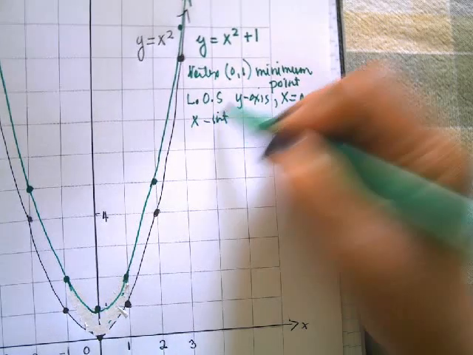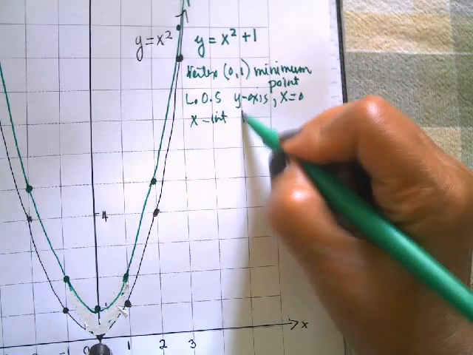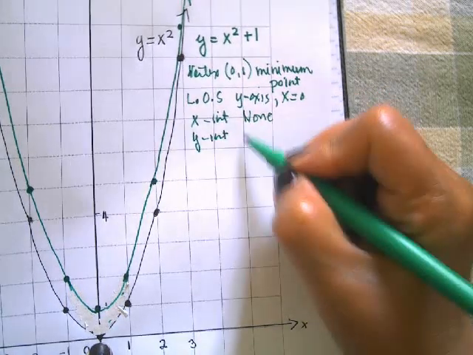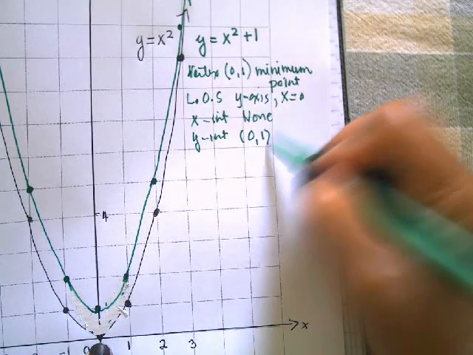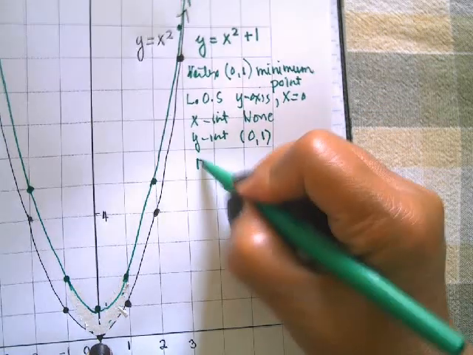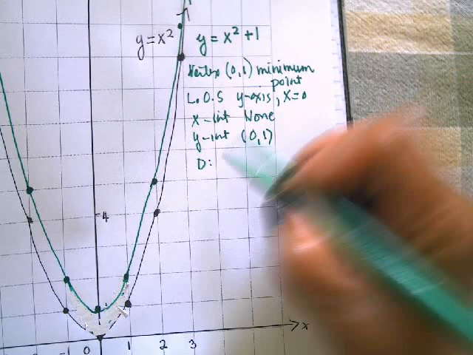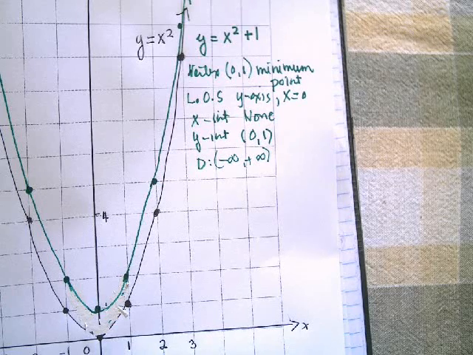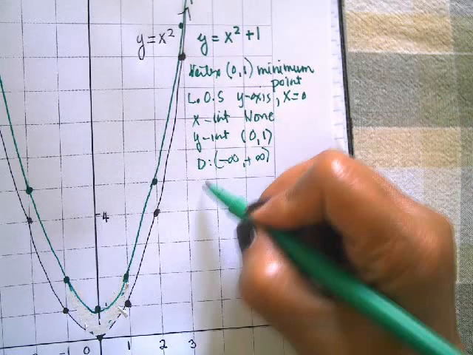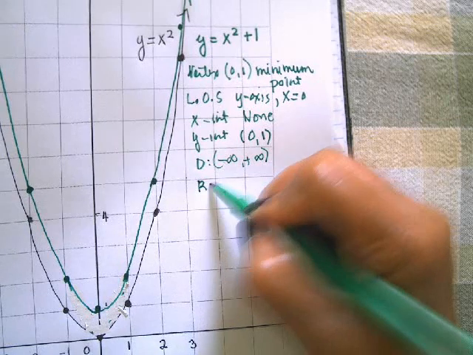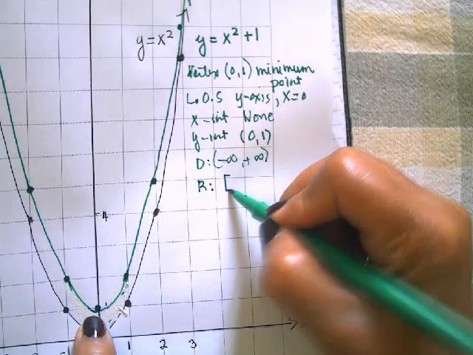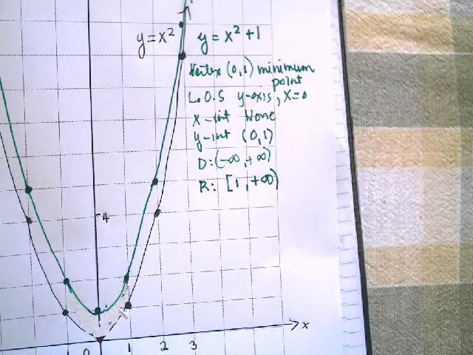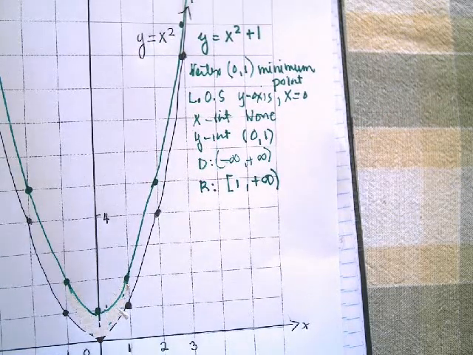X-intercept: there is no x-intercept because it did not hit our x-axis. Y-intercept is the same as the vertex, 0, 1. Domain will be negative to positive infinity. The domain of a parabola is always all real numbers, always. So the range will change. This one will start at 1 to positive infinity. In the next video we'll graph the red graph.